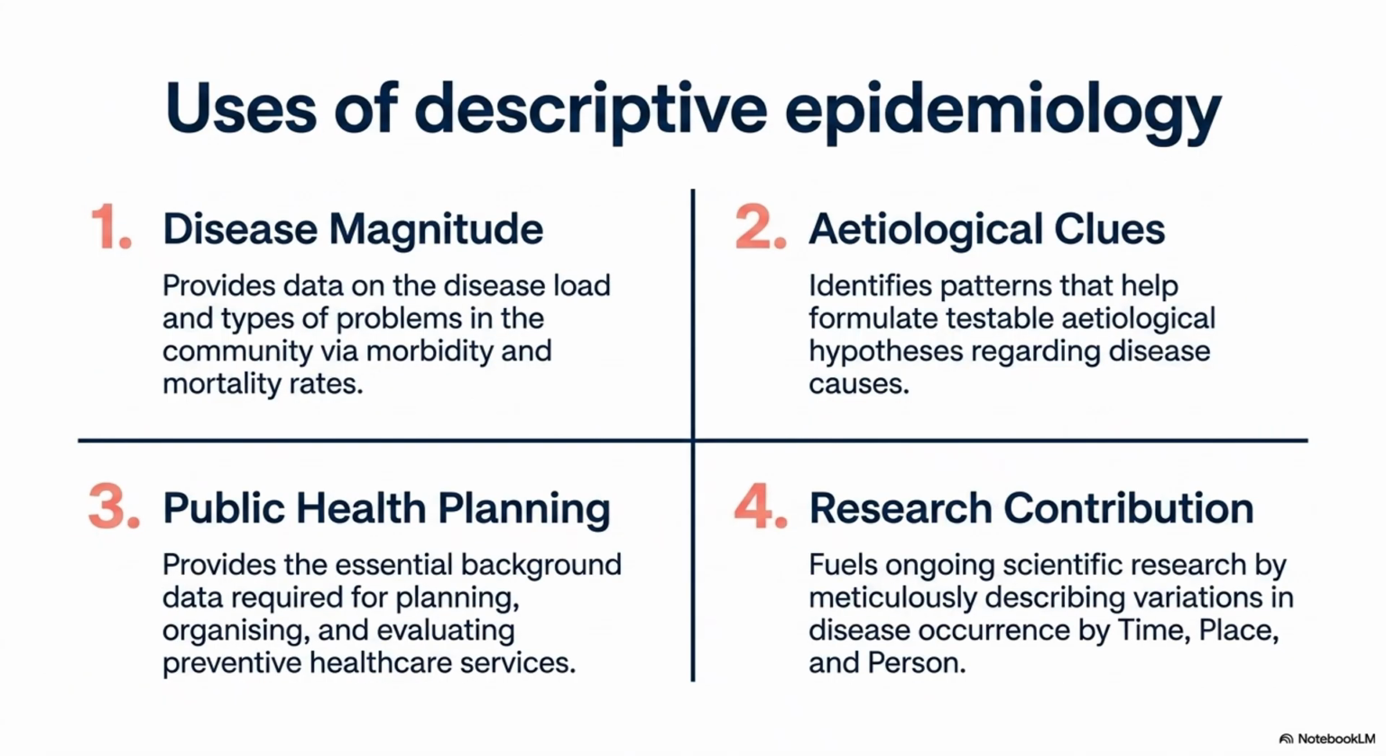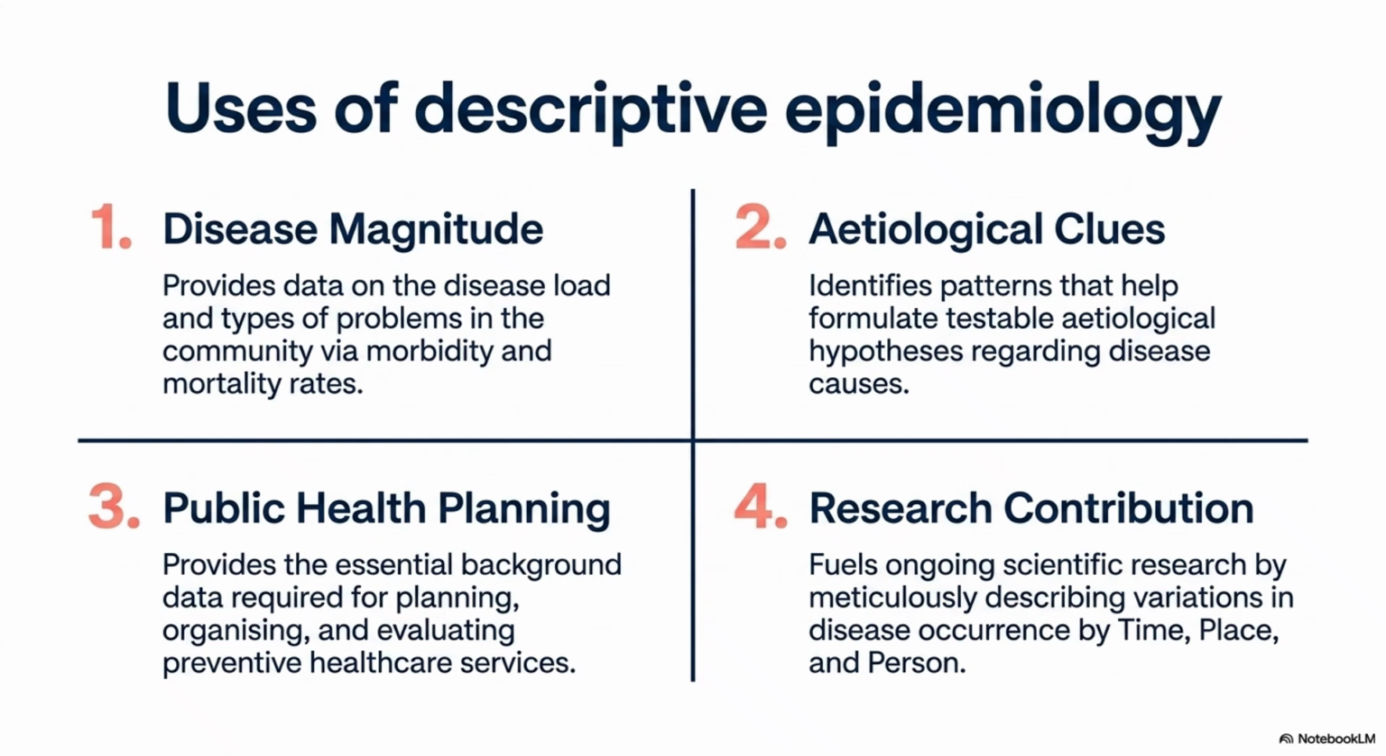So till now we have seen all the 6 steps of descriptive study designs. So now we will see what are the uses of descriptive epidemiology. First use is it will tell the disease magnitude. As we discussed, with the help of cross-sectional studies we are getting prevalence, and with the help of longitudinal studies we are getting incidence. So that is morbidity of disease.